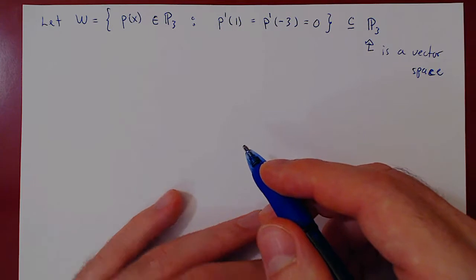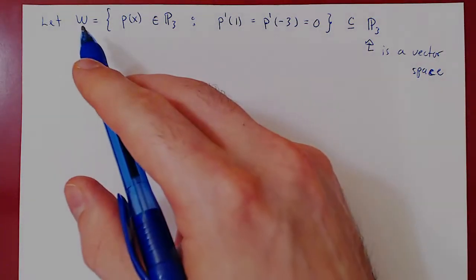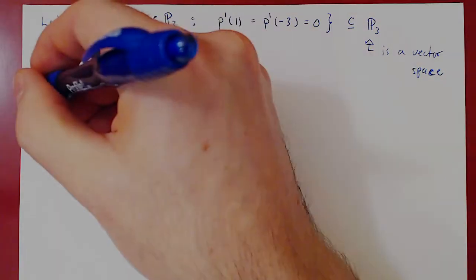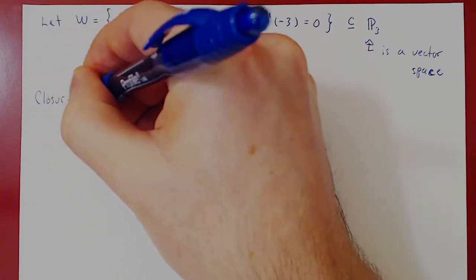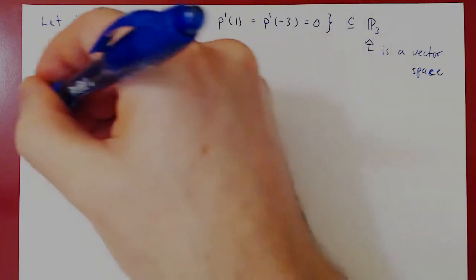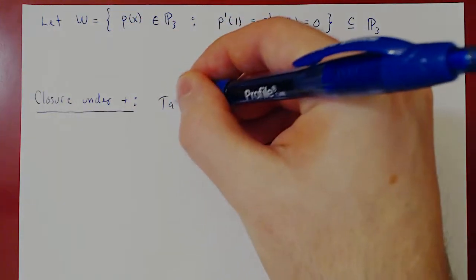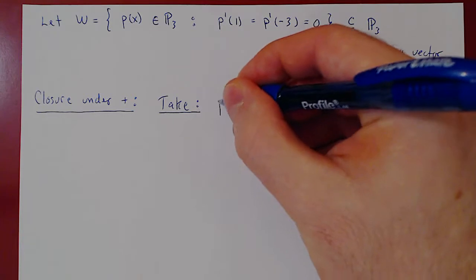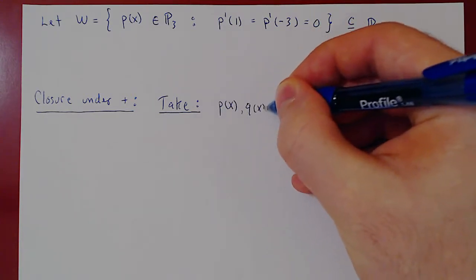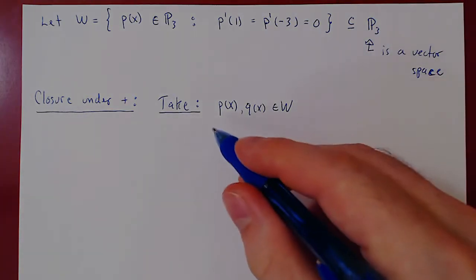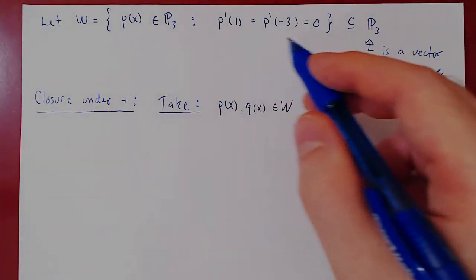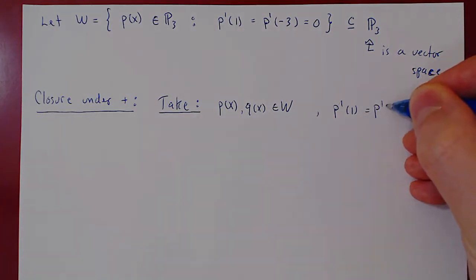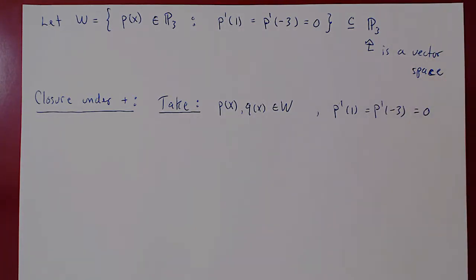So we can now use the subspace theorem. We do not have to prove that the space W satisfies all of the 10 axioms, only the 2 closure axioms. So let's check closure under addition first. So we take 2 elements in our space. The elements are polynomials. We can call them, say, p of x and q of x. And because they are elements of the space, they must satisfy each the given conditions. So we know that the derivative of p at 1 equals the derivative of p at negative 3, which equals 0. And the same is true of q.